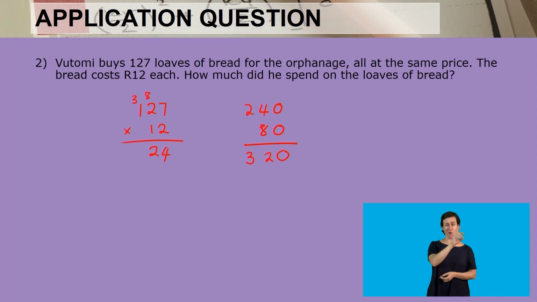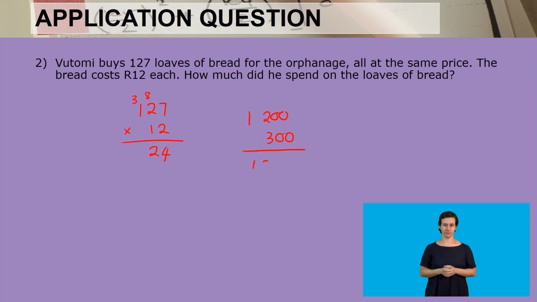Then we have 100 multiplied by 12. That is 1,200. But remember, we have a 300 that we need to add there. So when I add 1,200 and I add the 300, that gives me 1,500. So I have the 5 in the hundreds column and I have the 1 in the thousands column. So this means that Butomi is going to spend 1,524 rands on all of these loaves.